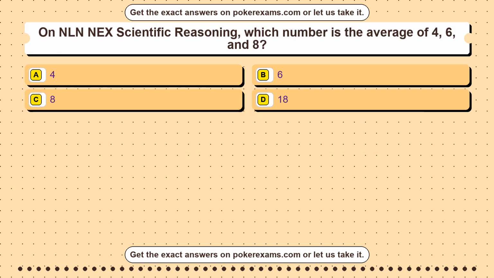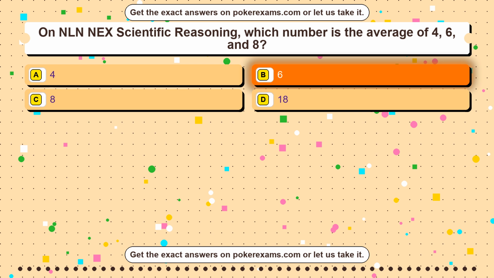Question 24. On GED science practice test, which phrase describes a dependent variable? Option A. The background reading. Option B. The outcome measured. Option C. The factor changed. Option D. The control group. The correct answer is option B.